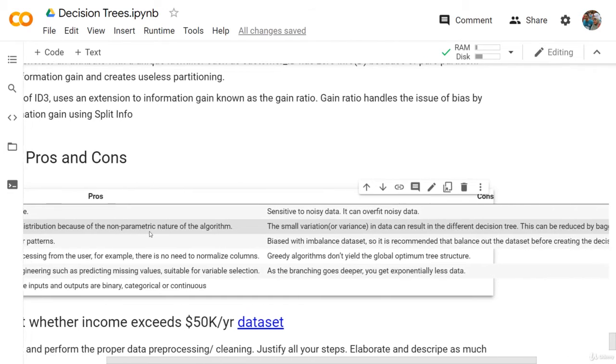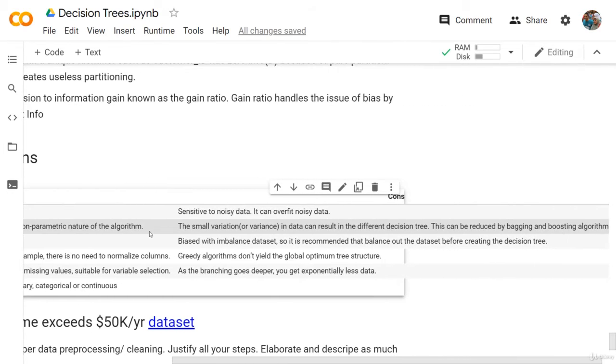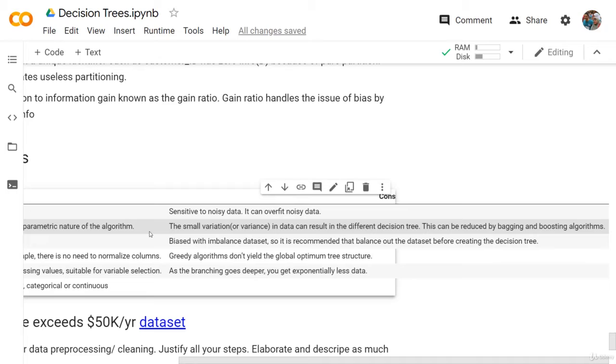Let's now look at the cons of the decision tree. Of course, the first problem is that it's sensitive to noisy data. So if we have noisy data or outliers, it can overfit this noisy data or these outliers or this corrupted data, right? There is no sanity checking in the decision tree, right? Whatever you give it, it will trust it, right?